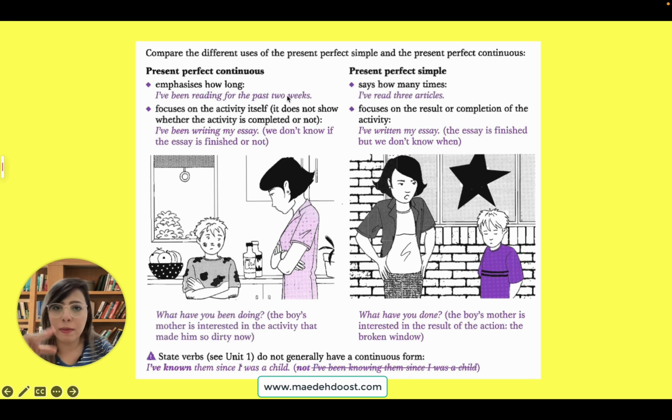I've been reading for the past 2 weeks. Focus on the activity itself. I've been writing my essays. Yes, but in present perfect continuous we don't know whether it is completed or not. So present perfect continuous emphasizes on how long an activity happens. It focuses on the activity itself. Activity, not the result of the activity, not the completion of the activity. What have you been doing?